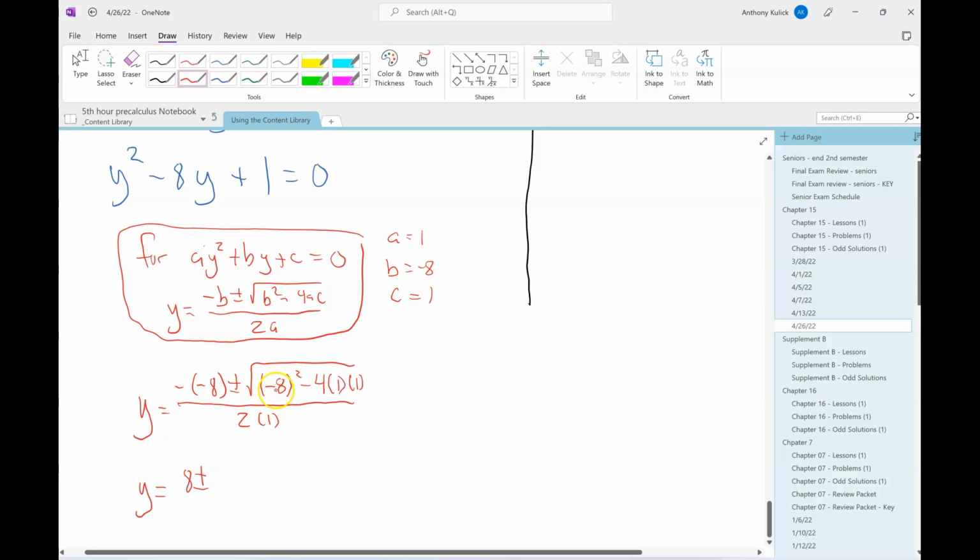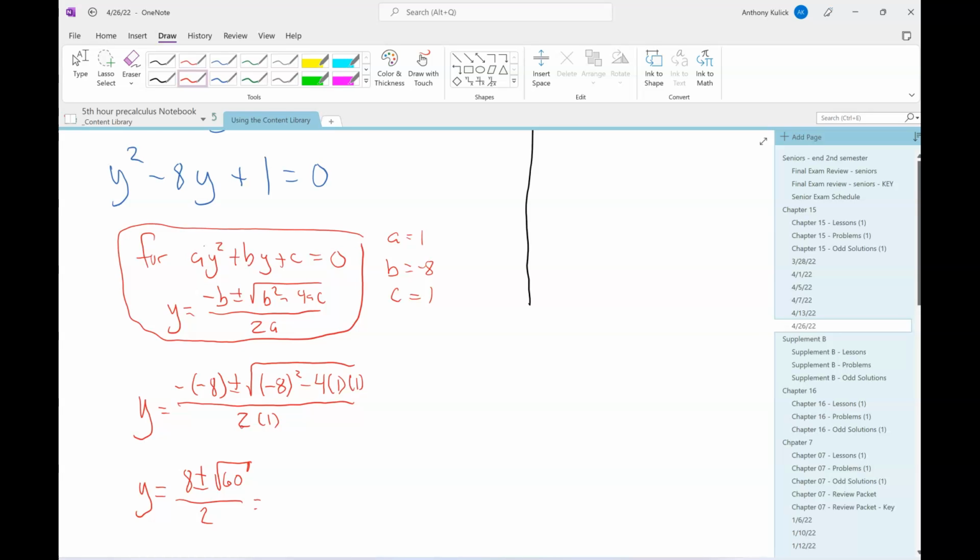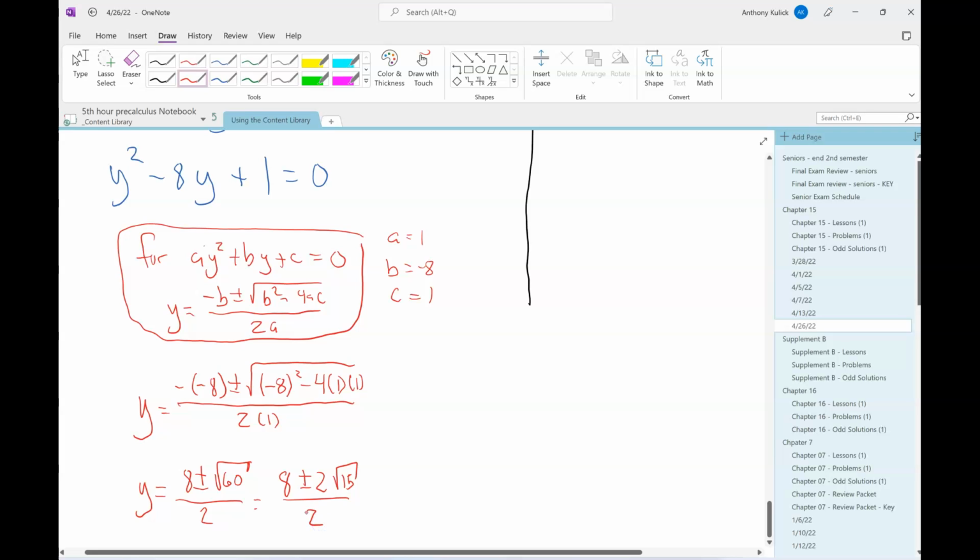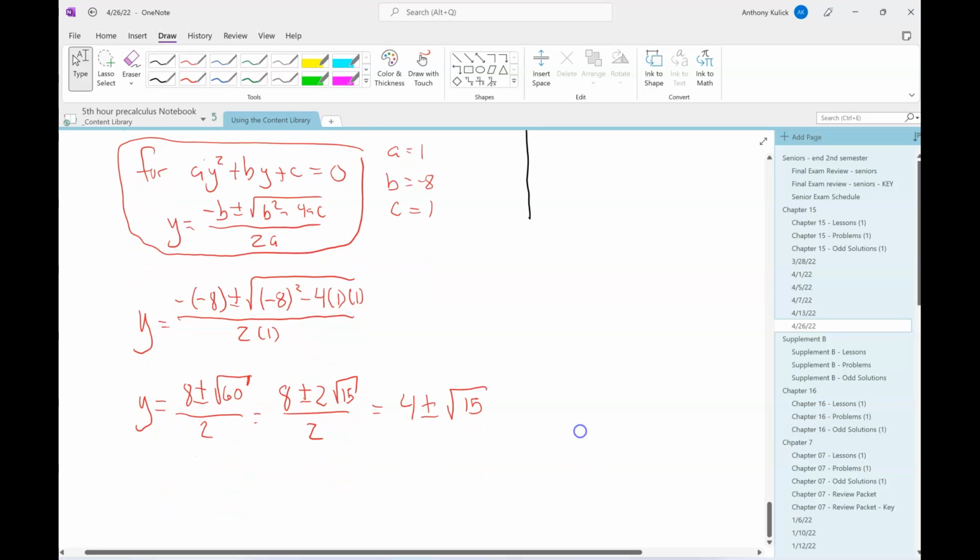So negative 8 squared is 64, minus 4 is 60. And 60 is what? 4 times 15, right? Why would that be important? Because the square root of 60 is also equal to the square root of 4 times the square root of 15. And the square root of 4 is just 2. So that can reduce down to be 4 plus or minus square root 15.